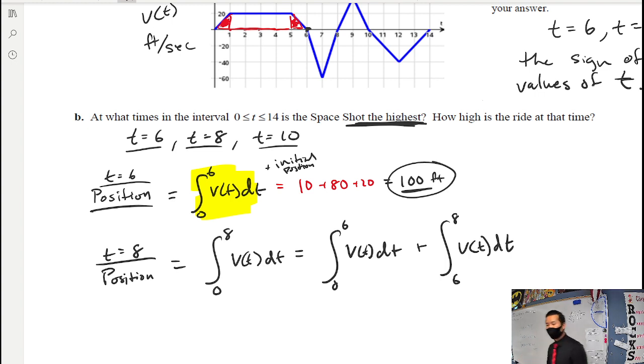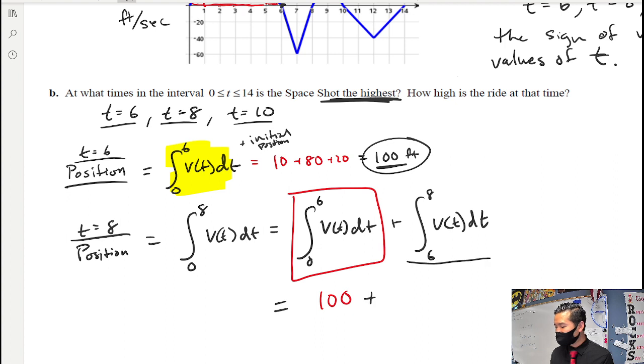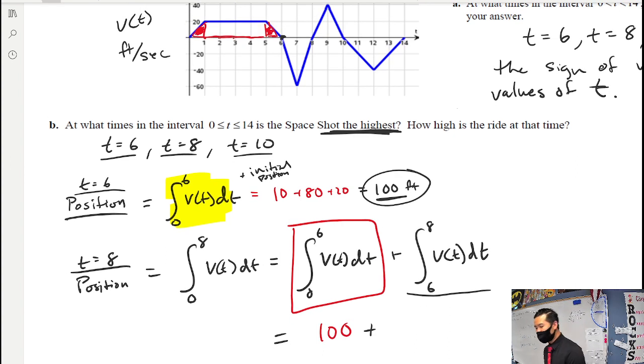Let's do the next one here. I already figured out this one. The integral from 0 to 6 is just equal to what? 100. So that's equal to 100. We're done with that part. Plus, let's do this integral from 6 to 8. How the heck can we calculate the integral from 6 to 8? A triangle. You see the triangle?